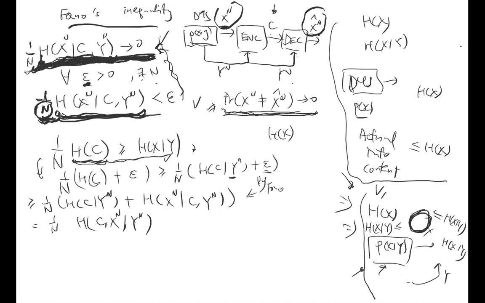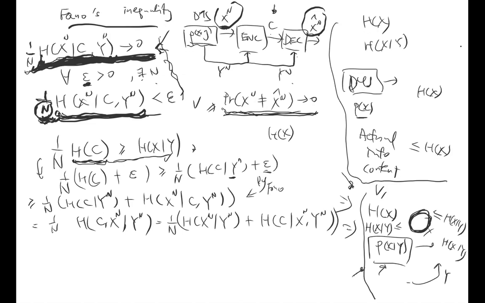And then what next? I'm going to split it in the other way. We will do this reverse chain rule, but I'm going to expand in the other way. So it's equal to 1 over n times H(Xn given Yn) plus H(C given Xn, Yn), right?